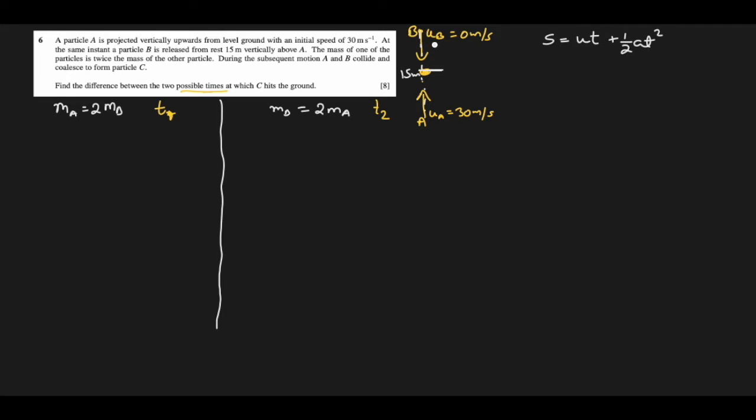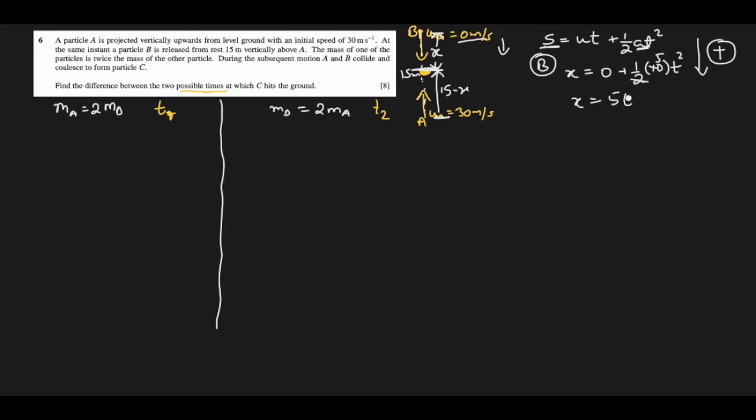Let's say they are colliding here, so we will assume the distance from B to the collision point is X. Then the distance from A to that colliding point will be 15 minus X, because the total distance is 15. So let's make an equation for B first. S is X, u is 0 since it is dropped from rest, plus half. Since this situation is quite complex, let's make one rule: everything that is downwards is positive. So g, the acceleration, is downwards, so we take it as positive 10, and t square. So X becomes 5t square, as 2 and 10 simplify.